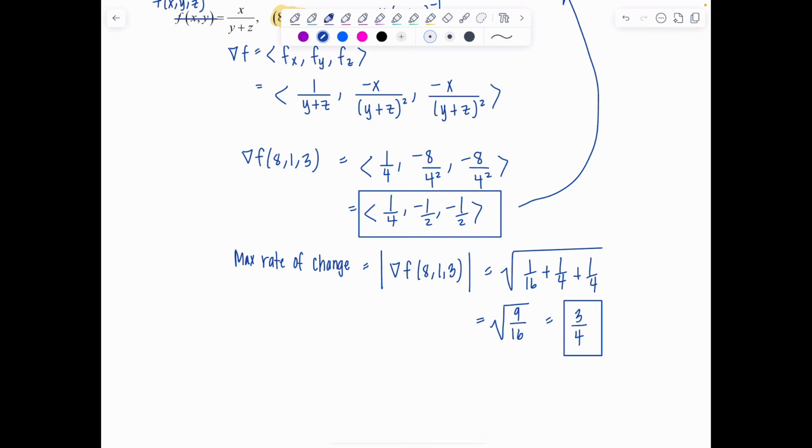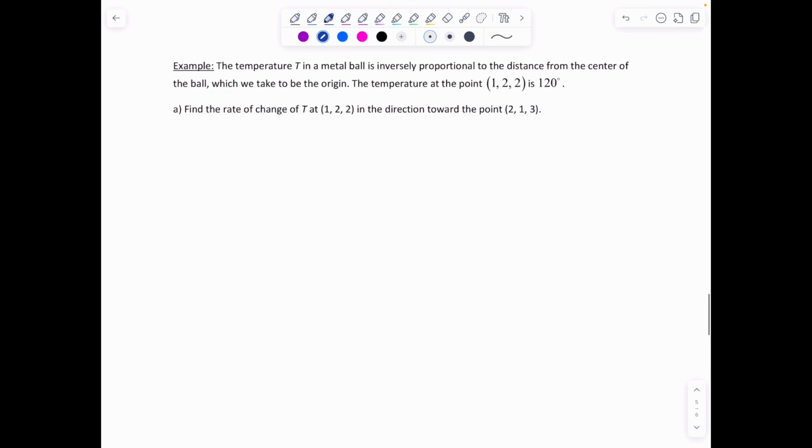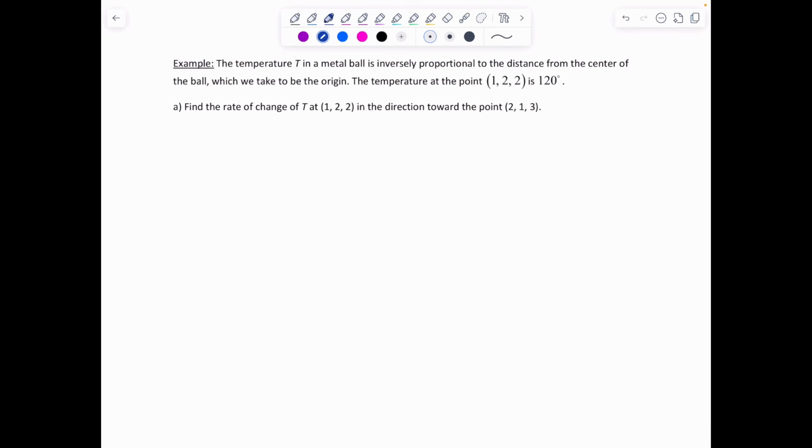Okay. Now that's all fine and dandy, but we want a little bit more application to that, don't we? I mean, max rate of change of what? Let's have this function represent something. So here we go. We have the temperature T in a metal ball is inversely proportional to the distance from the center of the ball, which we take to be at the origin. The temperature at the point 1, 2, 2 is 120 degrees. So first we're asked to find the rate of change of T at 1, 2, 2 in the direction toward the point 2, 1, 3.